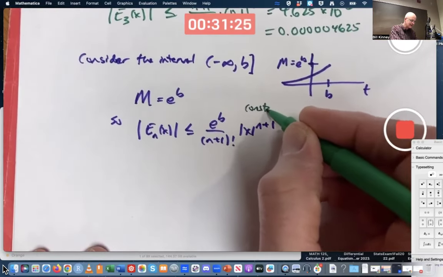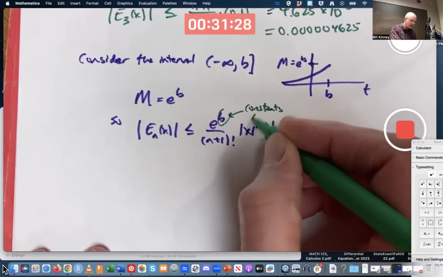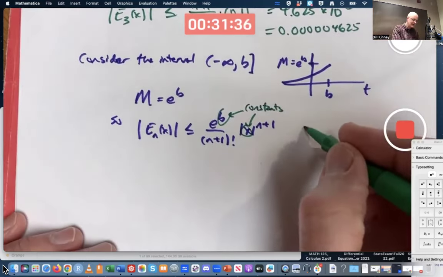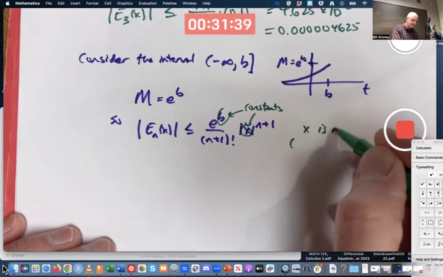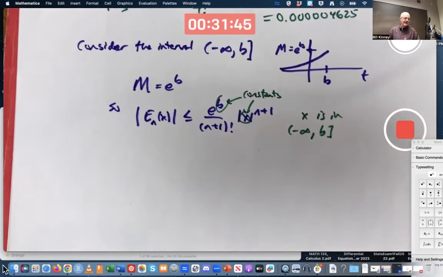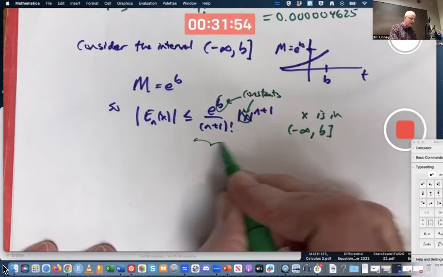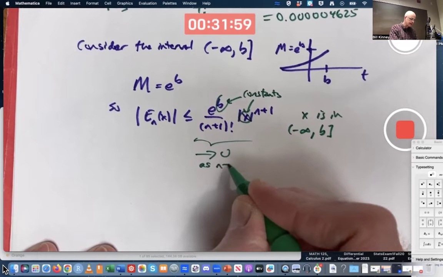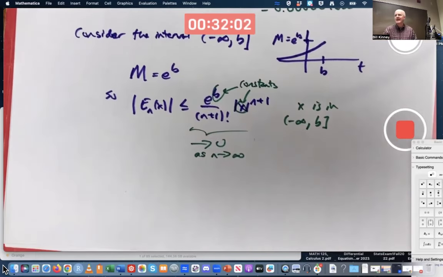We have constants there and there. We're choosing them ahead of time. It could be some fixed but arbitrary number. We're saying let x be in the interval from minus infinity to b. a is still 0. The key thing is these are fixed numbers. n is the variable. And no matter how big those numbers are, this still goes to 0 as n goes to infinity.